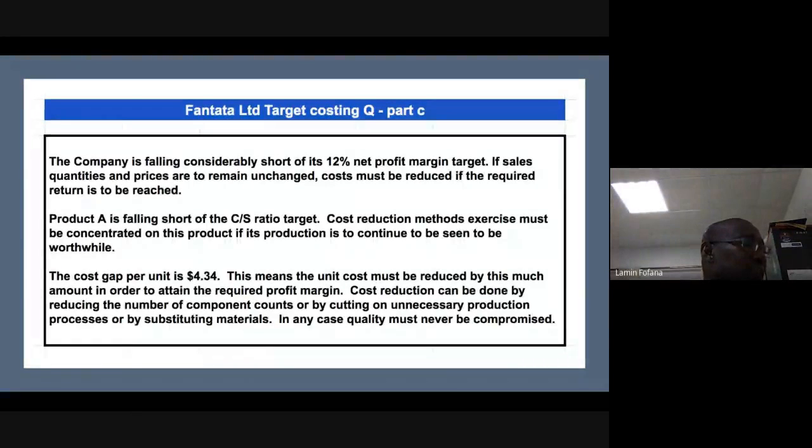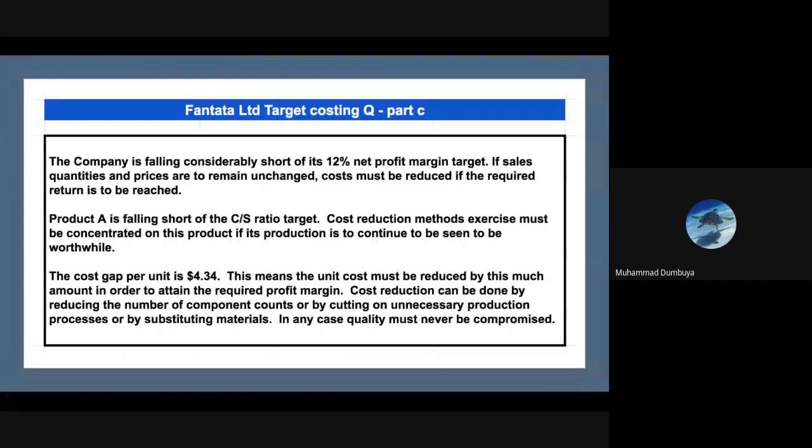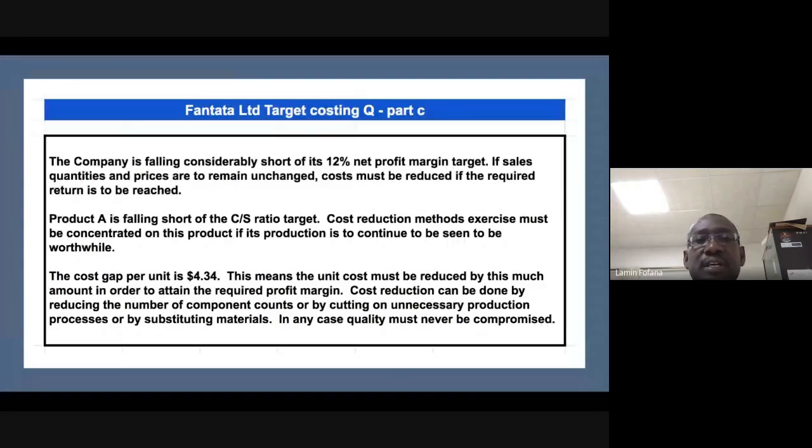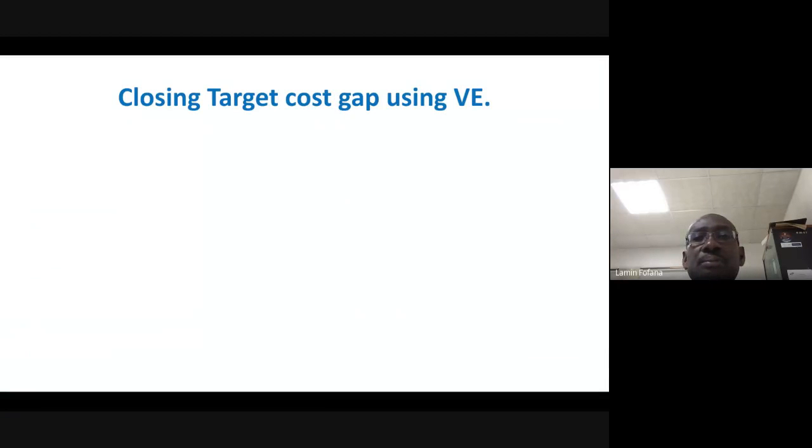So currently, if you produce this product using 70.34, are you going to be able to achieve your target profit margin of 12%? No, you will not be able to achieve it. The only time you'll be able to achieve this 12% profit margin is when you produce at your target cost. That is 66 pounds per unit. So this is what is explained here on the C part, so you can read it when you go home.